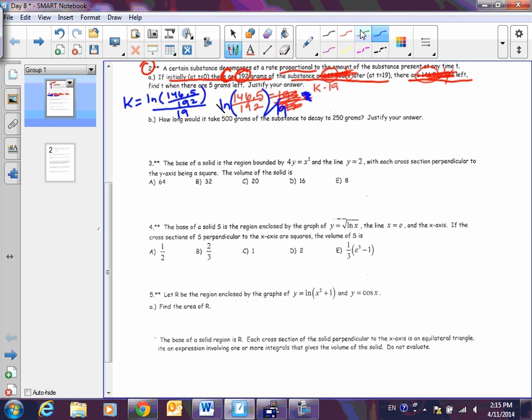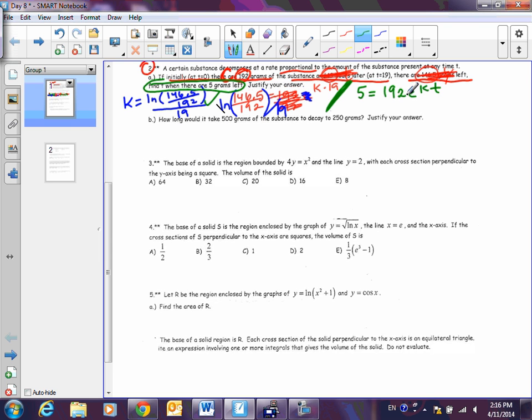All right, so I'm going to change colors here, because all of that was just to find K. Now I actually get to answer the question. Find T when there are 5 grams left. So where are we going to plug in 5? Y, the final or current amount. We still start with 192. K now, we actually know is this number. And then we're solving for T.